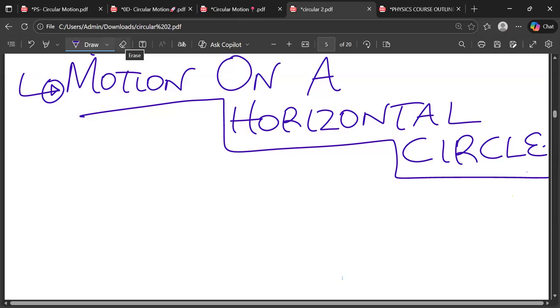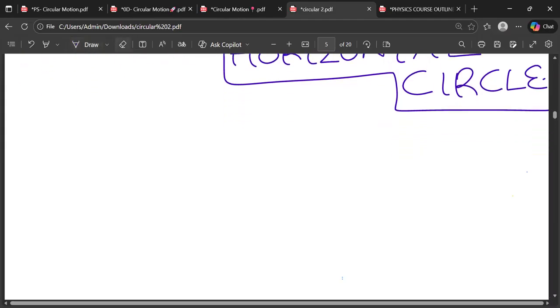So what do I mean by motion in a horizontal circle? So you all know we talked of our circular path of a constant acceleration with its magnitude. Now, there are things you're supposed to understand. Let me first draw some diagram here.